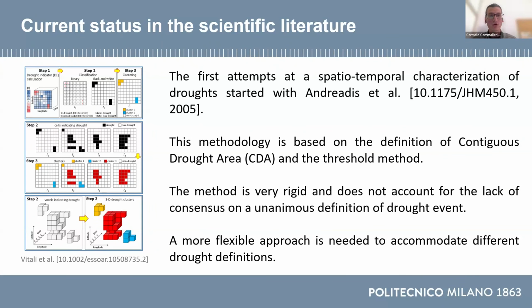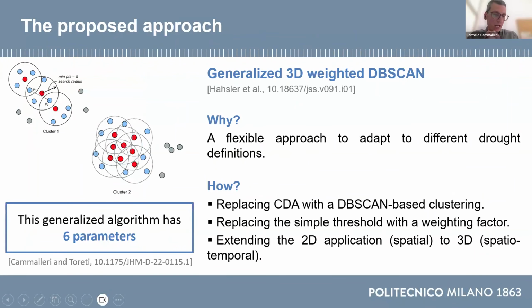So when we started to look into this topic, we realized that we needed something more flexible. This is why we came up with a new method, which was based on the concept of clustering, in particular on the concept of 3D weighted clustering based on what is called DBSCAN. DBSCAN is a really common off-the-shelf method, let's say, to do clustering of data.